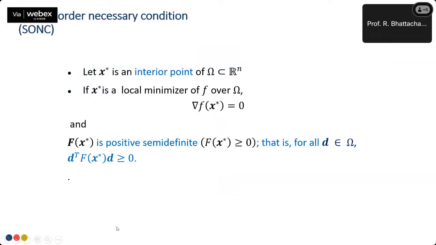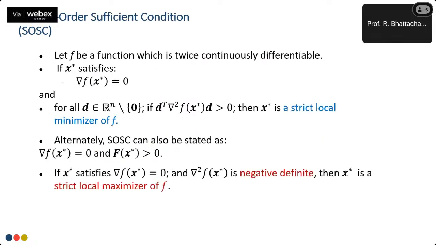A simplified one is: if x star is an interior point, then x star is a local minimizer if gradient of f is equal to 0 and the Hessian F(x star) is positive definite. And this positive definiteness of the Hessian matrix is denoted by this. I'll explain all these things with some examples.